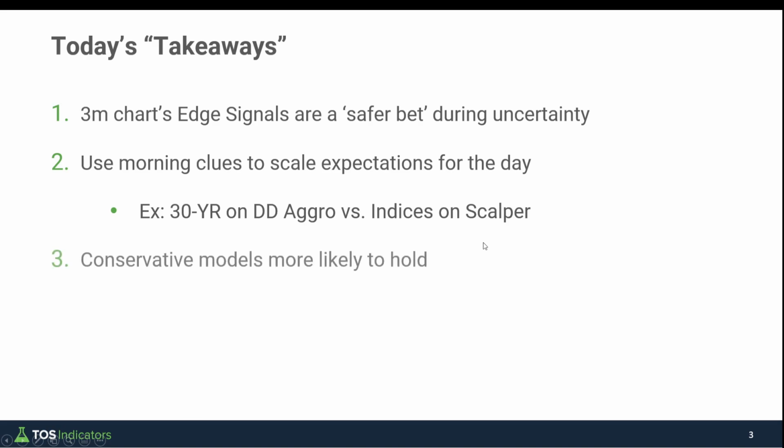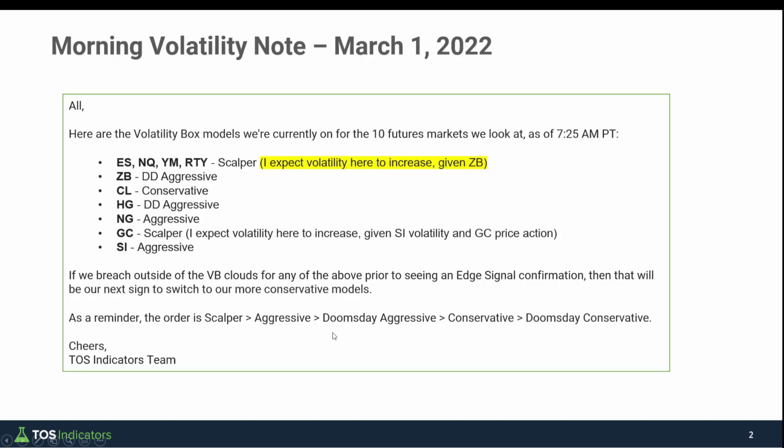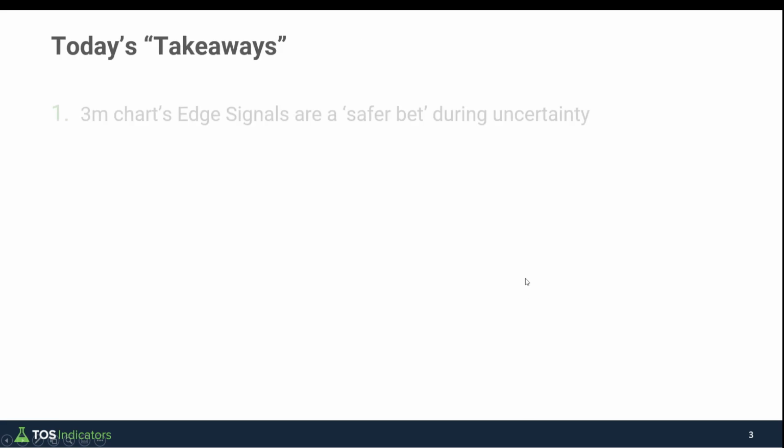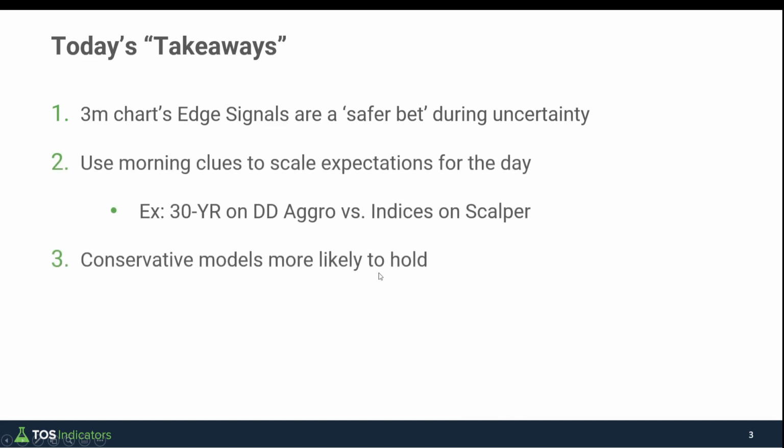The third and final takeaway that I have is as we go down that conservative line from the 5 models that we have, if you remember, let me go back. These 5 models, the scalper, the aggressive, the doomsday aggressive, the conservative, and the doomsday conservative, as we go further down the line here, those models are more likely to hold. And that's what we saw in today's case as well. The scalper was more prone to breaking, but as we started to get to things like the doomsday aggressive, the conservative, and even the doomsday conservative models, they did a much better job of containing price action, at least seeing a brief pause before ultimately having that reversal.